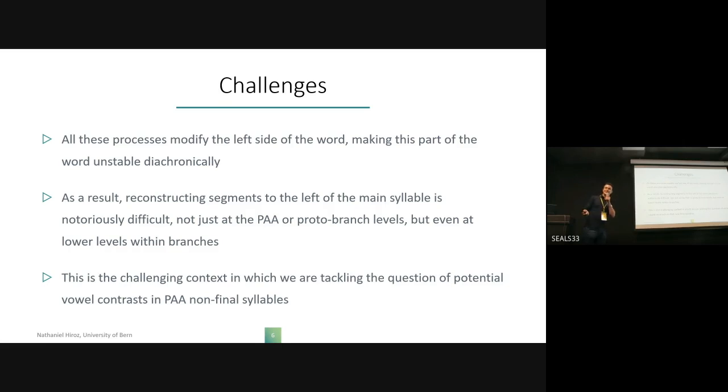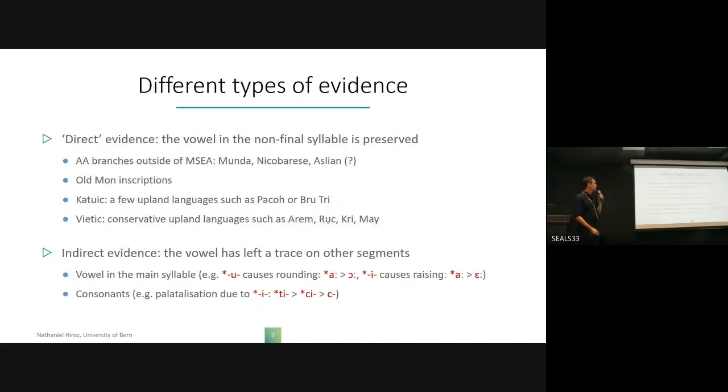So that's the challenging context in which we're asking the question of whether Proto Austroasiatic had vowel quality contrast in the non-final syllables. We'll be looking at two different types of evidence. What I call direct evidence. Maybe it's a bit of a misnomer. Direct would mean that I have recordings of Proto Austroasiatic, but I lost the hard drive, so we don't have direct evidence. But what I mean is actually that the vowel in the presyllable or the non-final syllable is preserved.